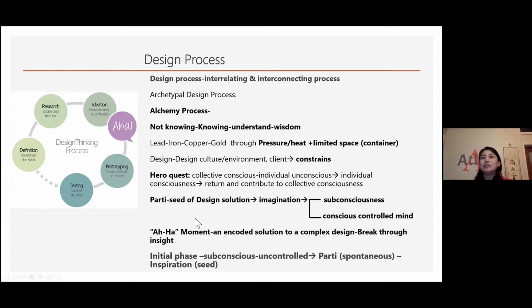So all these designs start with, they mentioned, Pati, the seed of the design solution. It works at the subconscious and conscious levels, and between those is imagination. So we start with the initial phase of the uncontrolled subconscious level. We create this Pati, very spontaneous. It's a kind of inspiration, like the seed of all the ideas.